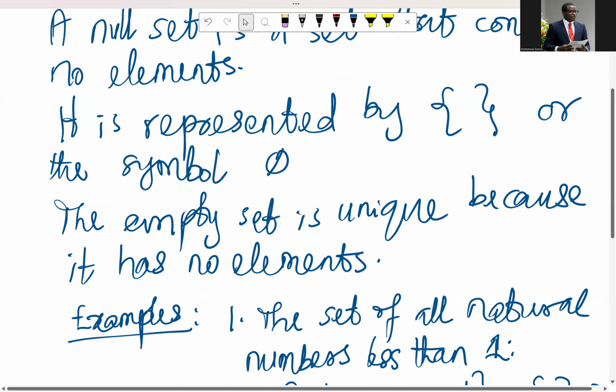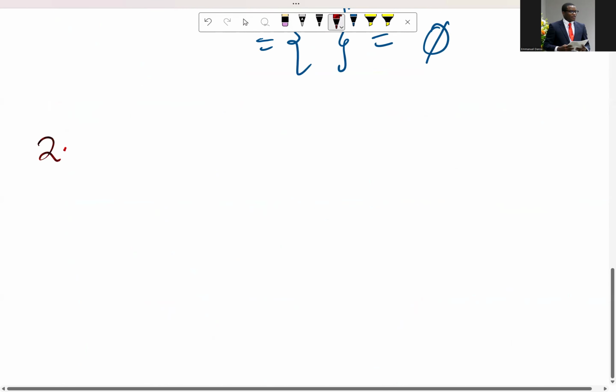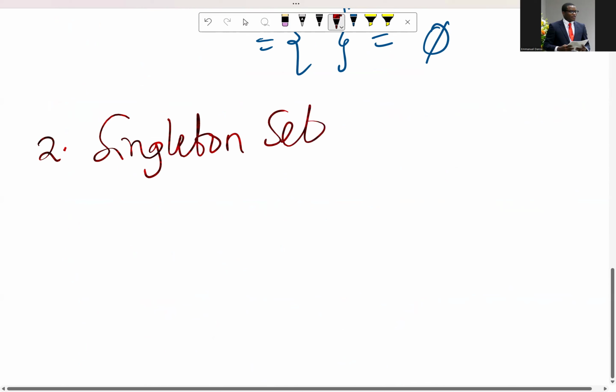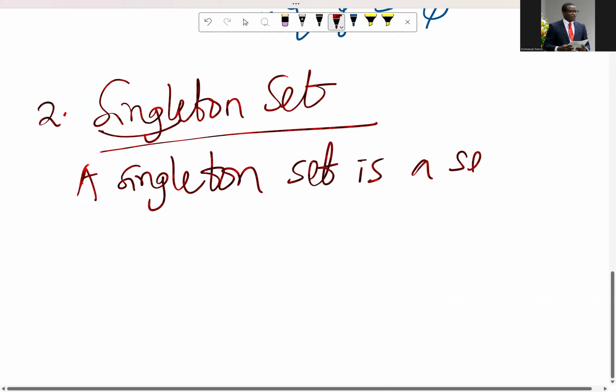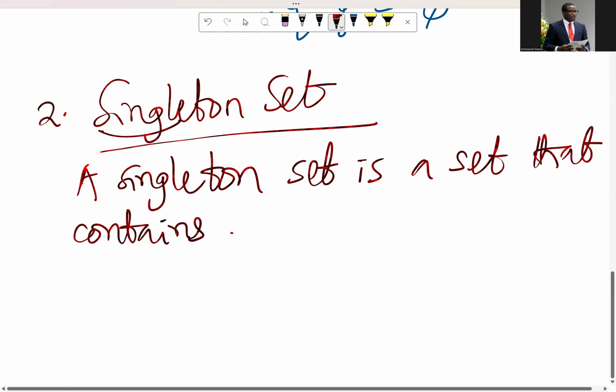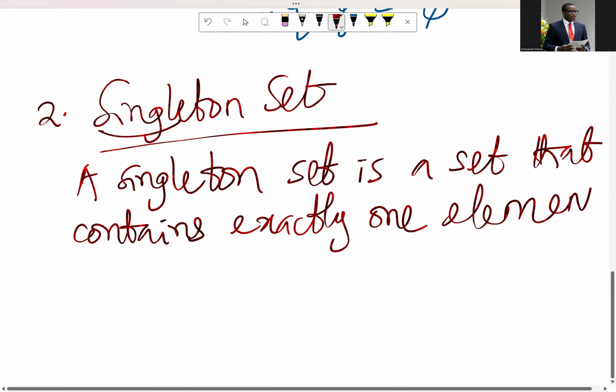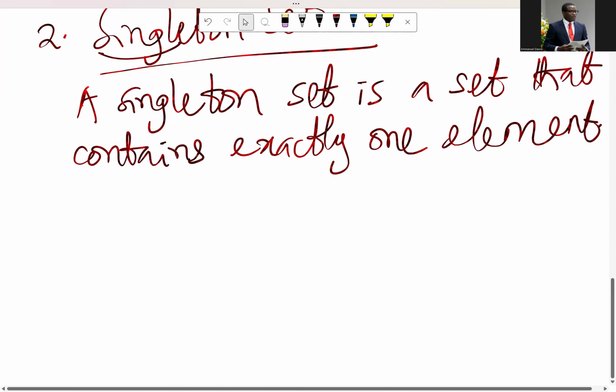All right, let's go to the next one. Two, you have what you call a singleton set. Of course, the word single is instructive there. A singleton set is a set that contains exactly one element. Any set that contains exactly one element is a singleton set. It is sometimes referred to as a unit set, so you can call it a singleton set or a unit set.